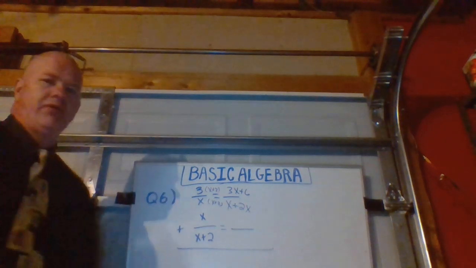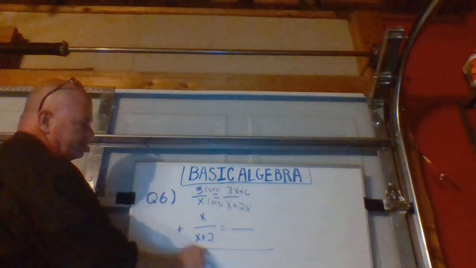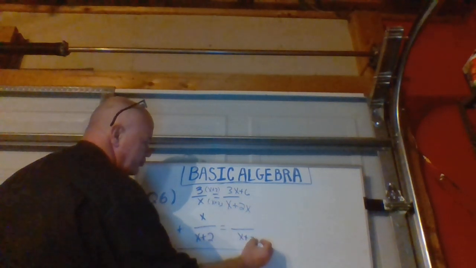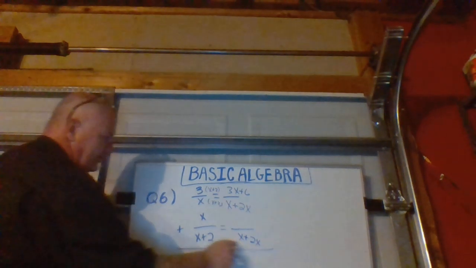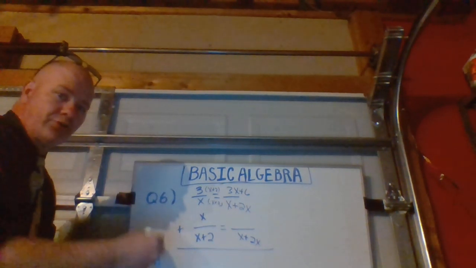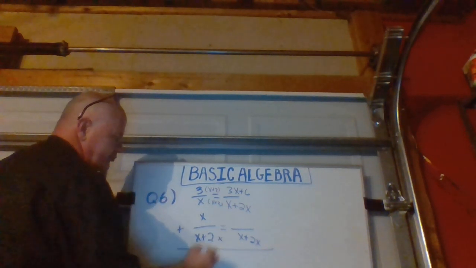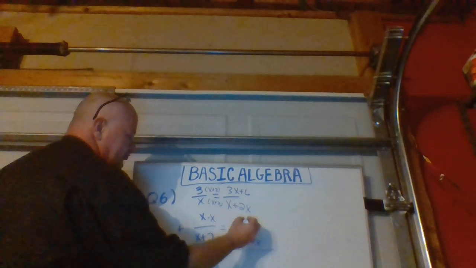Now I'm going to go down below and do the same thing. So I take x plus 2. I already know my common denominator, x squared plus 2x. And I have to figure out, okay, how did I go from here to there in terms of multiplication? I multiplied that times x. So I need to multiply that times x. So I get x squared.